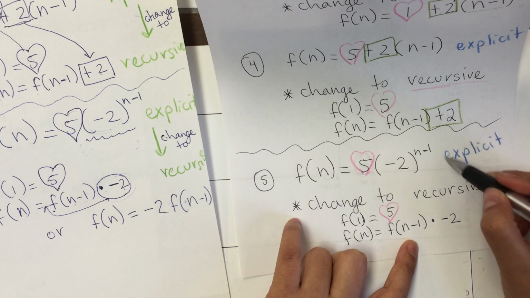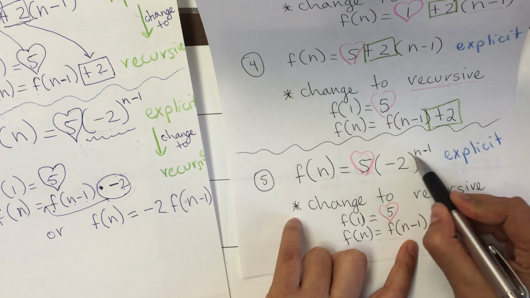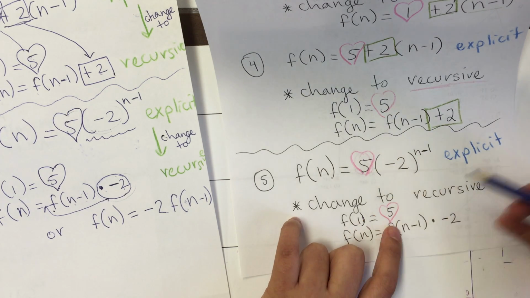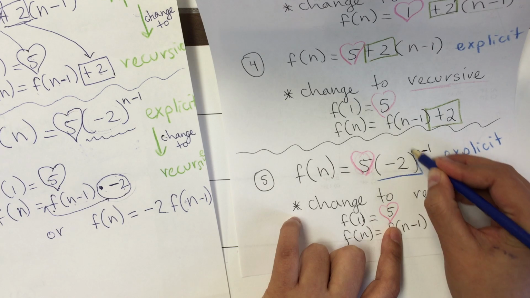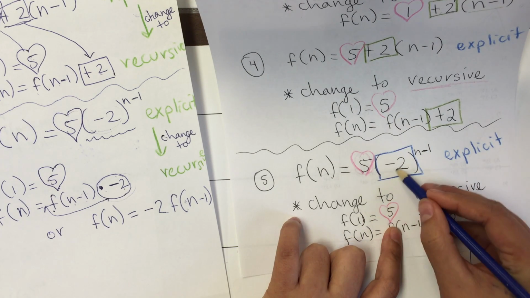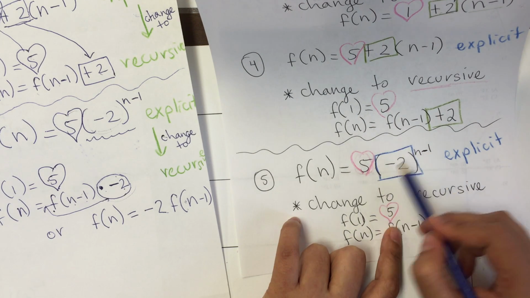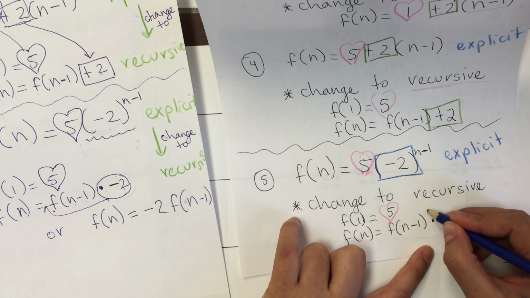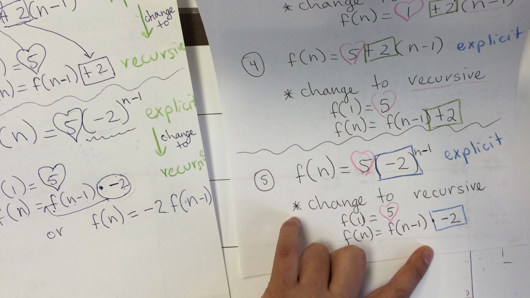Now, something that I want you to notice is that in explicit, n-1 is an exponent. Again, the initial point goes with f of 1, and whatever you're doing to the initial point, that's what you're doing to the previous one in the recursive formula.